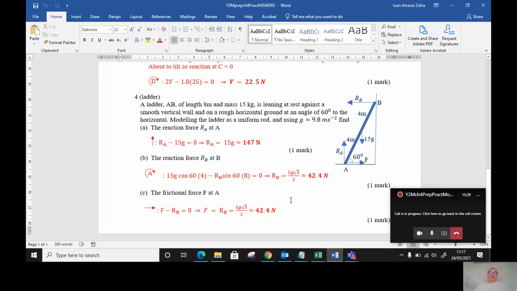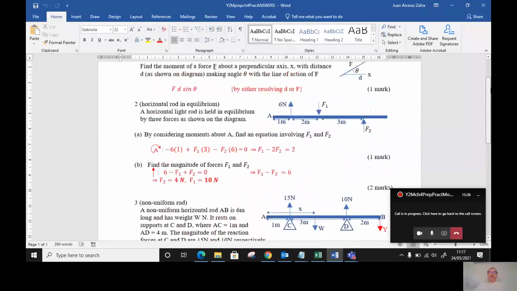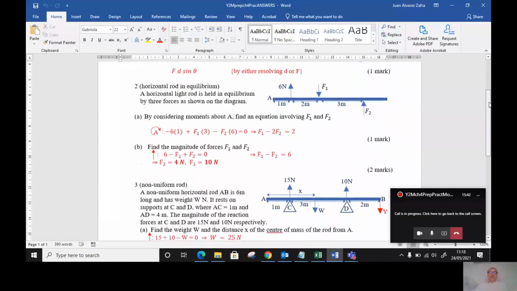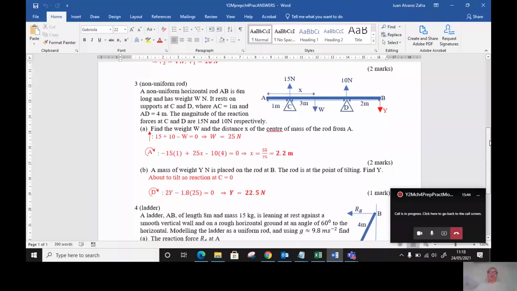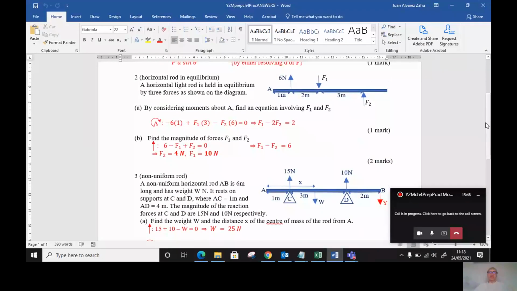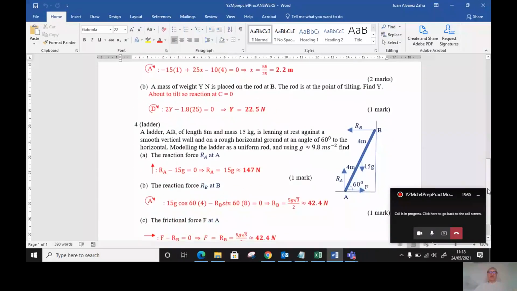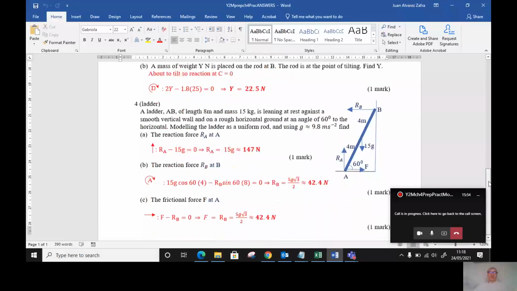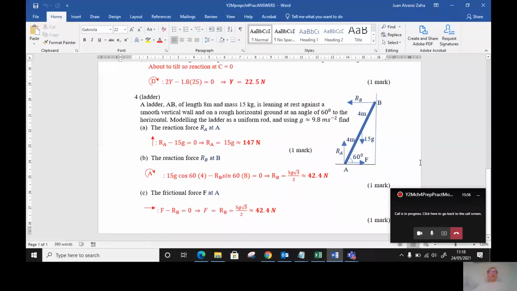Okay, so these are the main principles that you need to know for moments: how do you take the moment of a force which is perpendicular, how do you take the moment of a force which isn't perpendicular, and how do you solve problems of things that are in equilibrium when they're in this situation here, or when they're about to tilt. A typical statics problem of a ladder is quite common in exam questions. I hope that's useful.